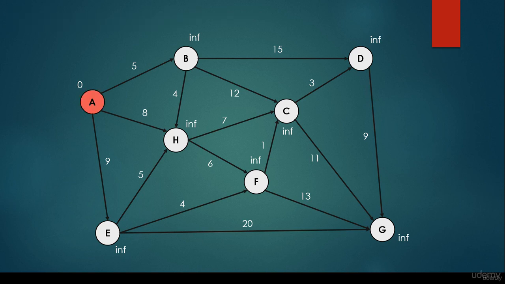So we start from vertex A. We consider all the neighbors. A has the neighbors B, H and E. It takes 5 units to get from A to B. It takes 8 units to get from A to H because the edge weight is 8, and it takes 9 units to get from A to E because the edge weight is 9.